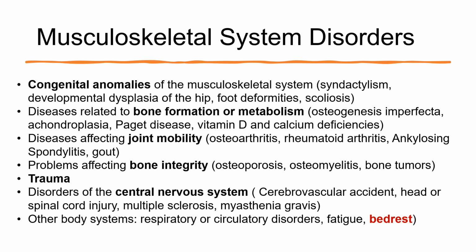And disorders of our central nervous system. Remember, our brain needs to process these things. So if you have an injury in the CNS, if you had a stroke or some kind of spinal cord injury, that's going to affect our ability to be mobile. And then our other body systems, which we'll talk about, any kind of respiratory or circulatory disorder, fatigue, bed rest, is going to affect our mobility.